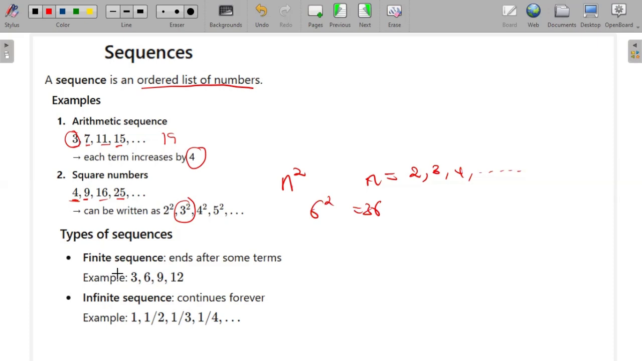Now, types of sequences: there's a finite sequence, which is just a sequence that ends at some point. Like here, it's listed as 3, 6, 9, and 12. Here you're adding threes to the previous term: 3, add 3 you get 6, add 3 you get 9, add 3 you get 12. Then it ends at that point, 12. Because it ends, it's a finite sequence. Then you have infinite sequences. These continue forever, going up to infinity. That's why we indicate them with those dots there.